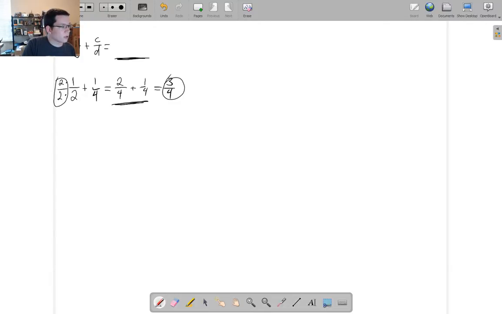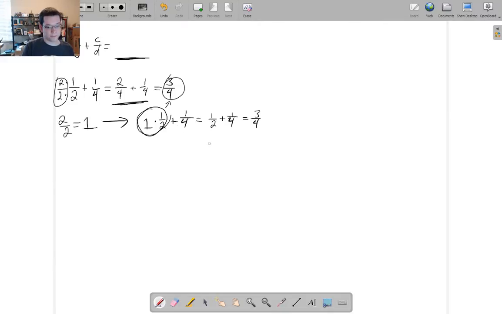And the reason this works is because 2 divided by 2 is just 1. So what we're really saying is 1 times 1/2 plus 1/4 is the same as saying 1/2 plus 1/4 is equal to 3/4. So we're using this step as an intermediate to make it easier to get there.